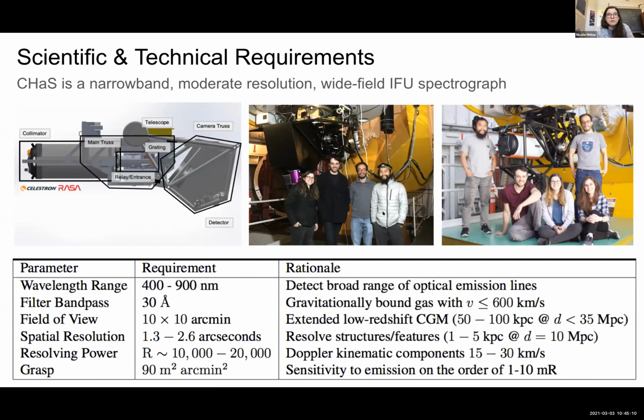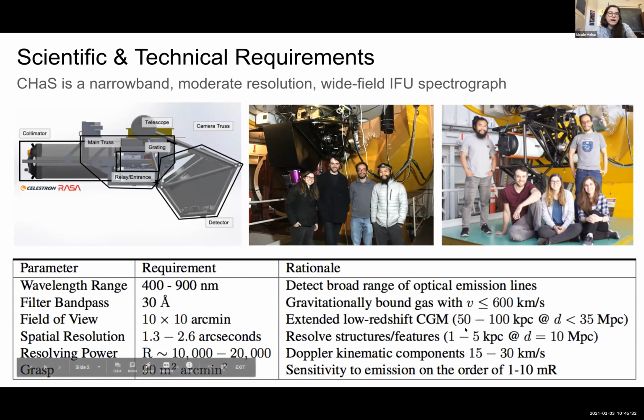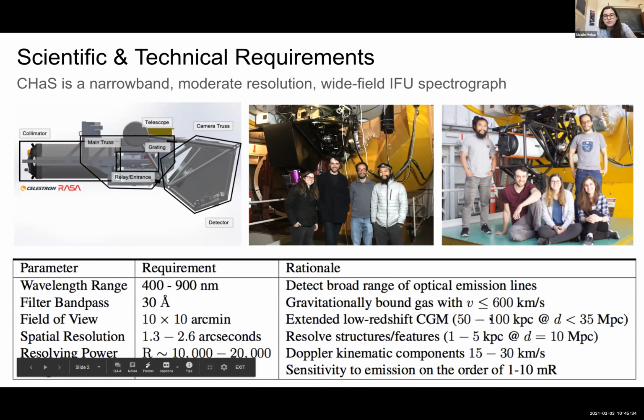It was originally optimized to work at the H-alpha wavelength, which is its namesake emission, but we've now optimized it to work at a broad range of optical emission lines, anywhere between 400 to 900 nanometers. It observes one of these emission lines at a time, so it has a very narrow band filter of 30 angstroms. And we're using CHaS to target low redshift galaxies, a redshift of less than 0.01, where the CGM would fill the 10 by 10 arc minute field of view.